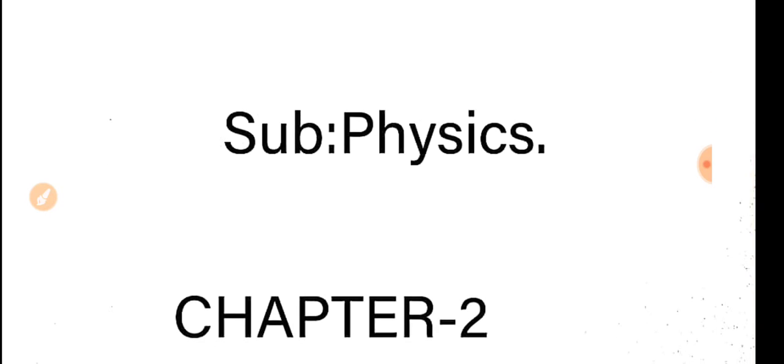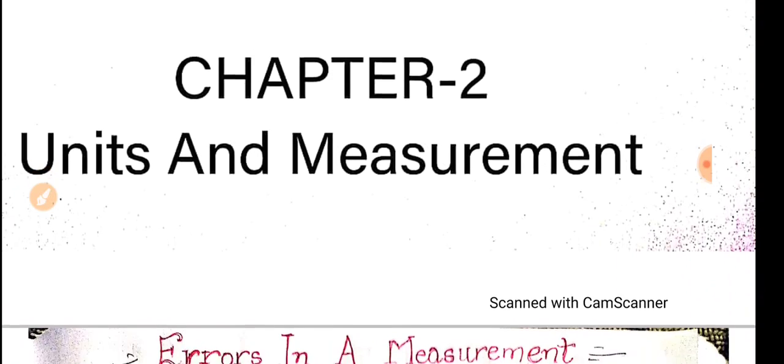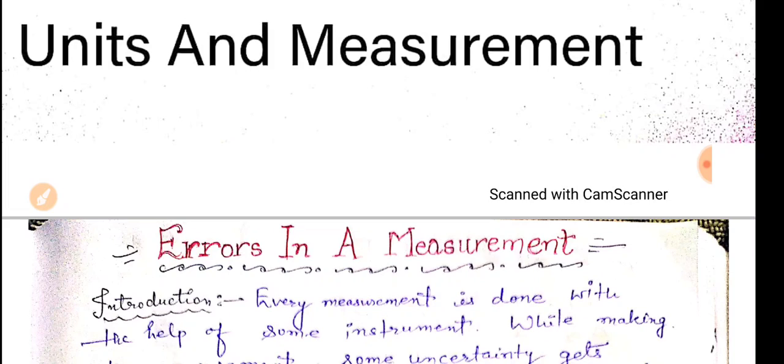We were continuing to chapter 2 of physics, that is units and measurement. And the topic that we have to discuss today is errors in a measurement. Dear students, measurement is a part of physics. In every experiment, we have to measure a physical quantity, and in every measurement, errors often occur.